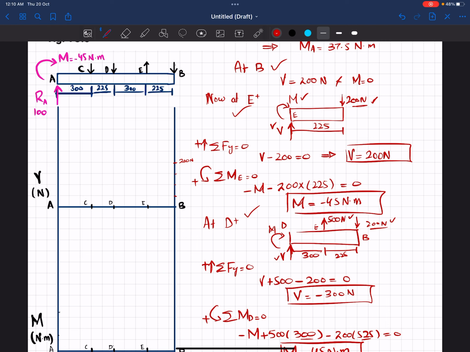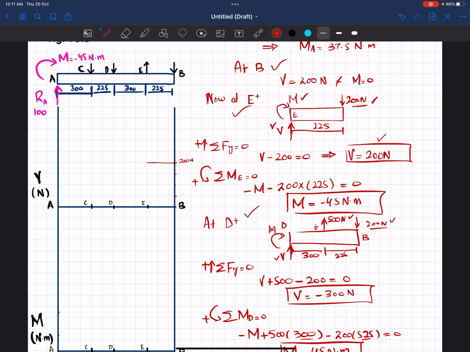At point E plus, where is E, we have a load of 200. So it will remain 200 till point E. At point D plus, we'll again start from the left. So we'll start from A.